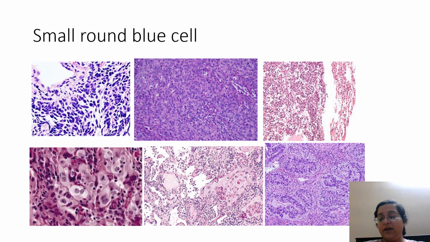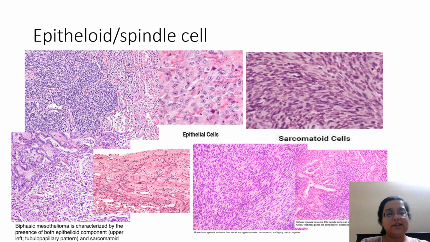Also, lung is a very common place for salivary gland tumors. So you might get adenoid cystic or a Warthin's. So you'll get a variation in morphology. Epithelioid spindle cells, see, these epithelial cells might also look epithelioid to you. It is quite common. Fine.